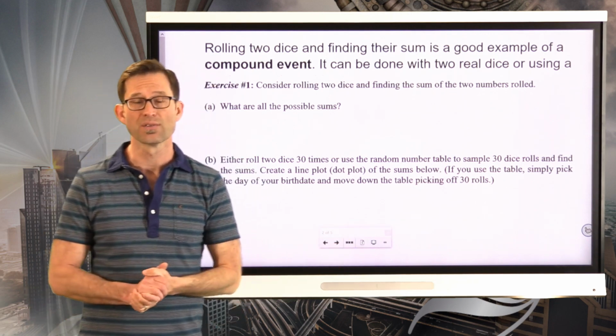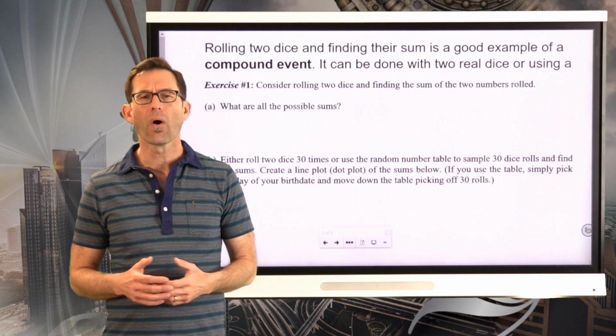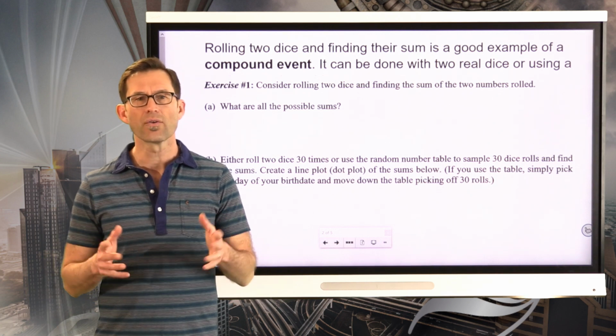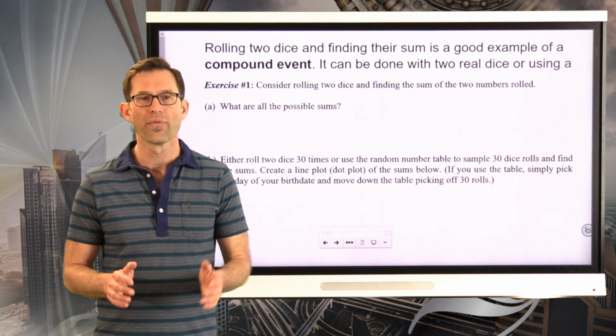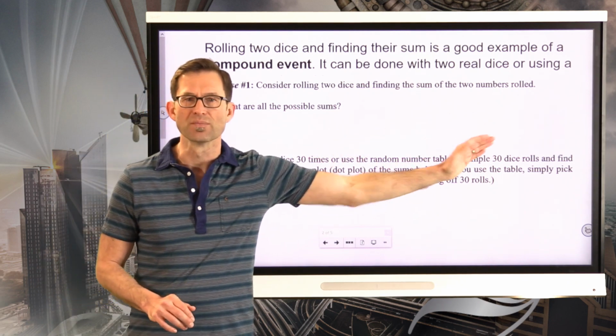Let's take a look at exercise 1. Consider rolling 2 dice and finding the sum of the 2 numbers rolled. Letter A, what are all the possible sums? What are all the possible sums that could come up if I rolled 2 standard dice, each one of them numbered 1 through 6? Pause the video now and write down all the possible sums that could come up.